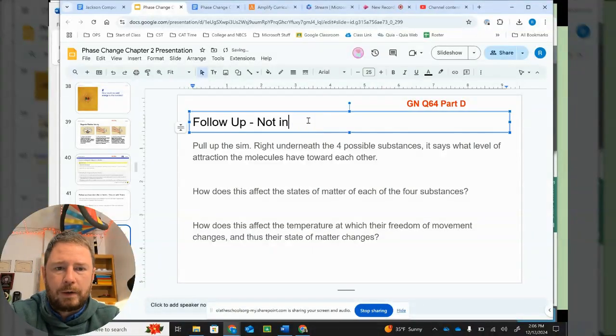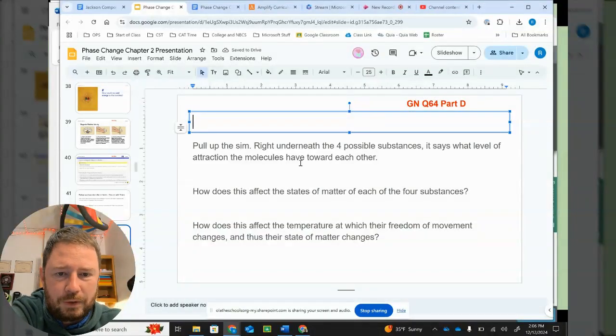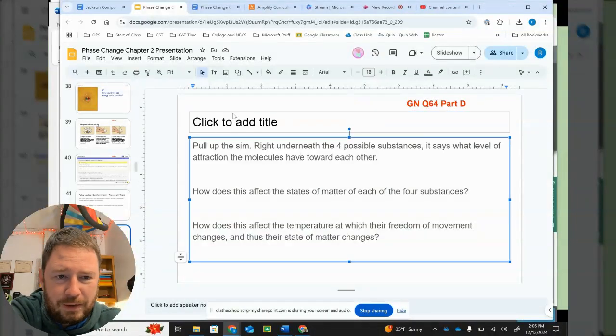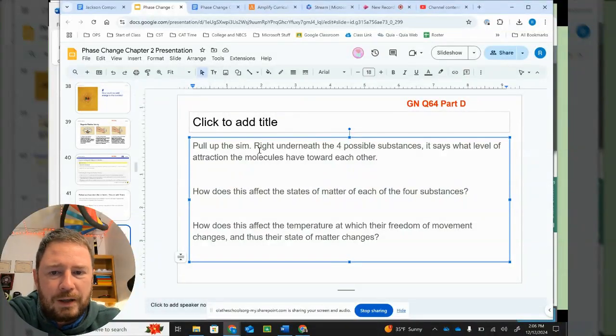Okay, the next part is guided notes 64 part D. This wasn't in the notes previously, which is why it said not in notes, but I just erased that because I added it in part D. So for part D, I want you to pull up the sim. Right underneath the four possible substances, it says what level of attraction the molecules have towards each other. It says like weak attraction, strong attraction, middle attraction.